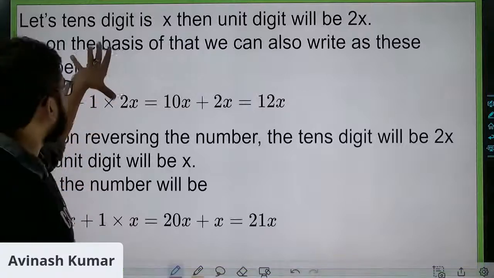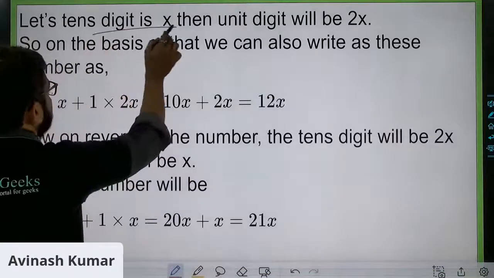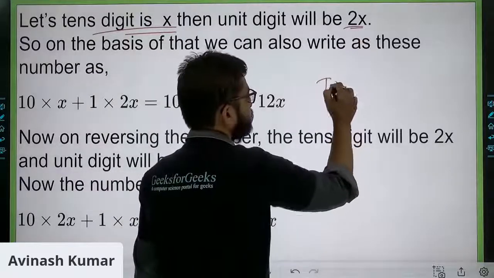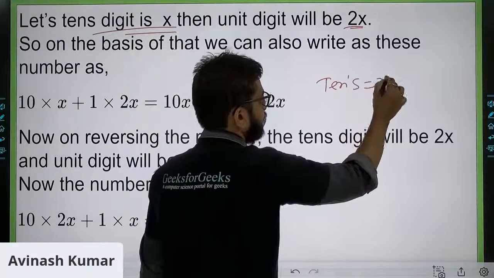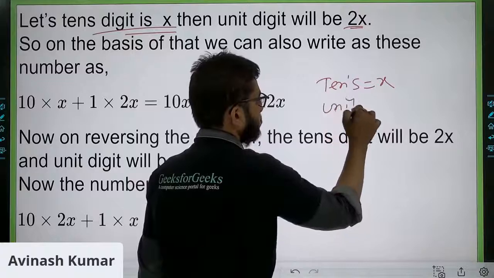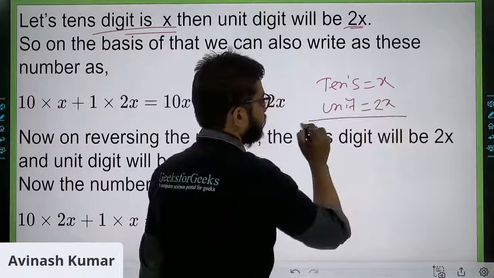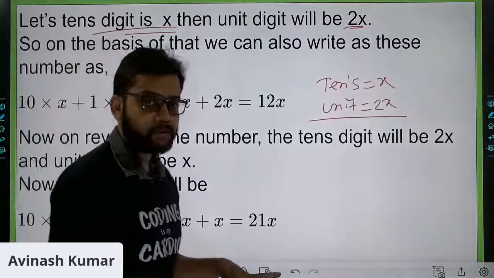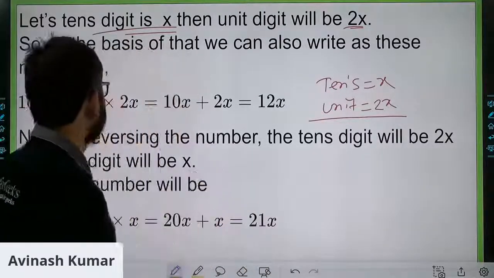Okay, so I'm going to see here again, if the tens digit is x, then the unit digit will be 2x. I just assumed the tens digit is x, then the unit digit is 2x. On the basis of this, I'm about to form what our number will be.